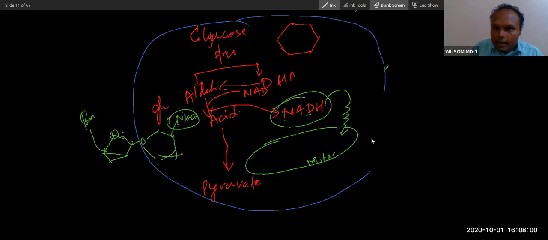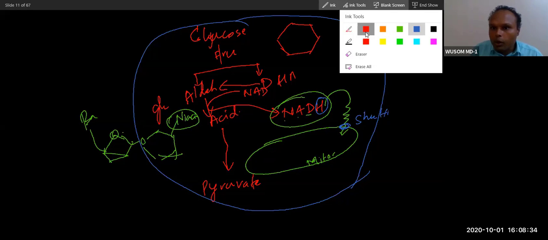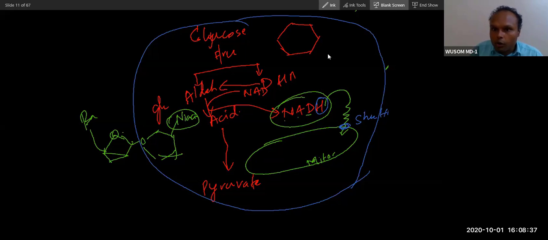What happens is that NAD is not transported. Rather, only the hydrogen is carried, because only the electron-carrying hydrogen is carried into the mitochondria. The process through which this is carried is called the shuttle system. In place of NAD, some other intermediate molecule will come and transport it. There are two types of molecule: one is a 4-carbon molecule, the other is a 3-carbon molecule.